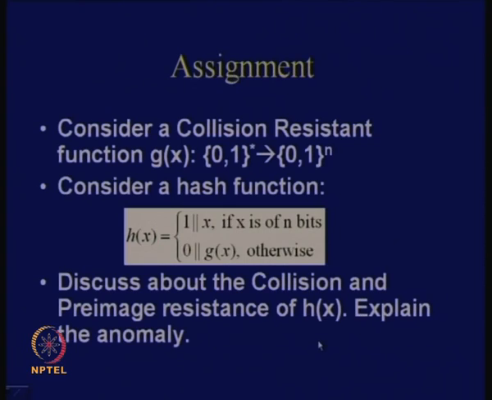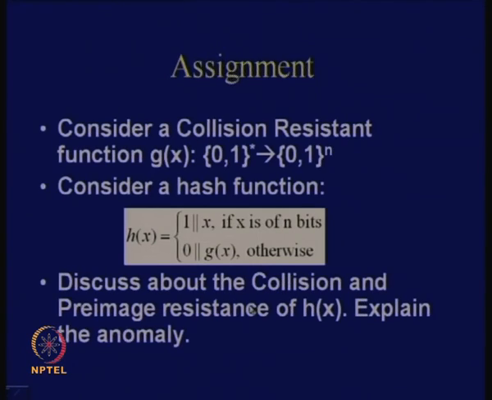So this is an assignment for you again. Consider a collision resistant function gx which takes an infinite string and results in an n-bit output. Consider a hash function hx which is 1 concatenated with x if x is of n bits, otherwise it is 0 concatenated with gx. The question is that you have to discuss the collision and pre-image resistance of hx. Since gx is collision resistant, hx is also collision resistant.